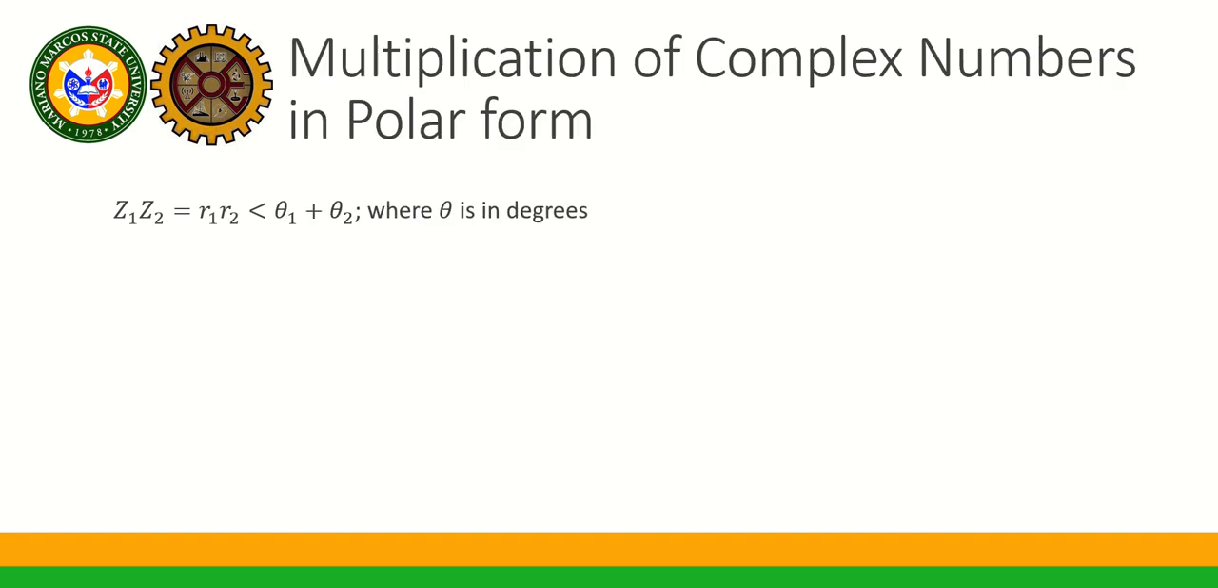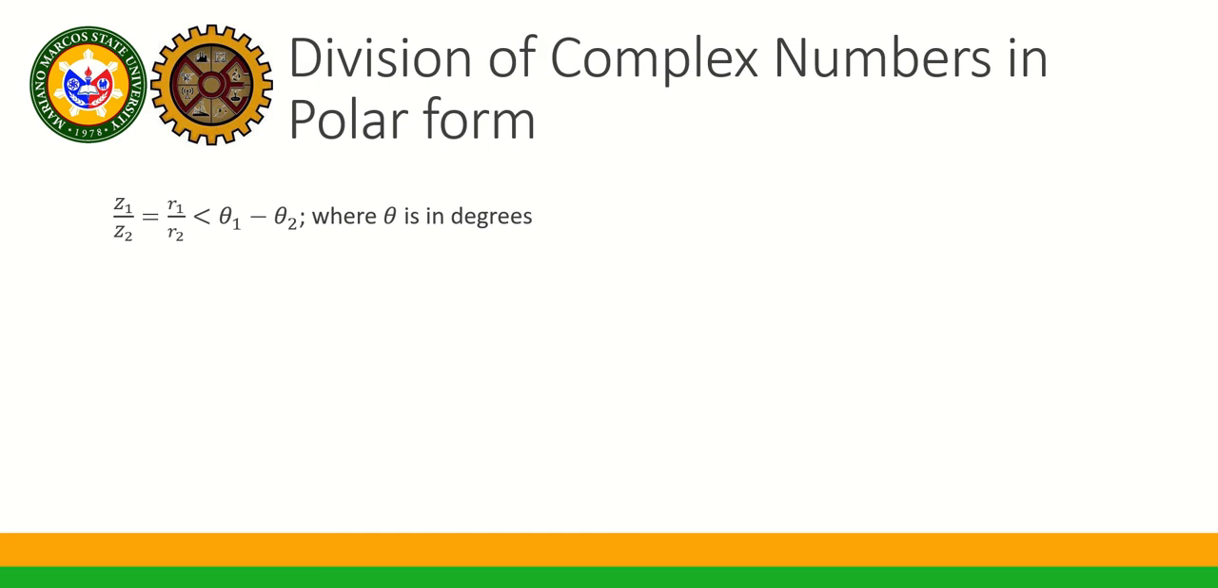Okay? So, how do you multiply complex numbers in polar form? So, minumultiply natin yung mga modulus and then yung angles natin pinag-a-add. Okay? Still in degrees. Tapos, sa division naman, ganun din, pinag-divide and then sinasubtract. So, those are the operations in complex numbers, trigonometric form, exponential, and polar form.